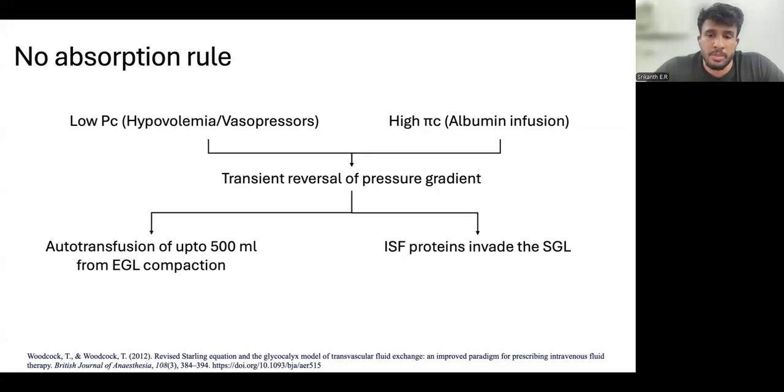Other than that, there is also the protein invasion from the interstitial fluid into the subglycocalyx, which increases the oncotic pressure of the subglycocalyx, and then filtration is resumed. So this is why the revised Starling principle describes the no absorption rule very clearly.